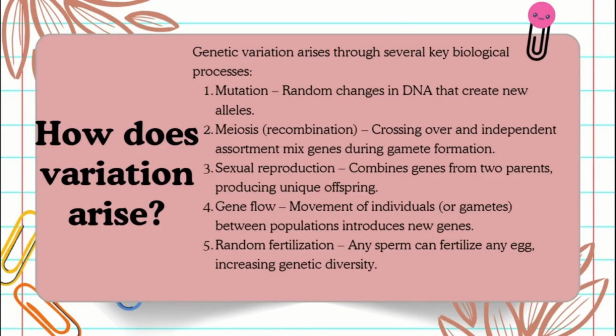Then we said sexual reproduction combines genes from two parents, producing unique offspring, and sexual reproduction and meiosis go together because they are intertwined essentially. Meiosis can only happen if sexual reproduction is happening. And then you have gene flow, which is basically the movement of individuals between populations, and that helps to introduce new genes.